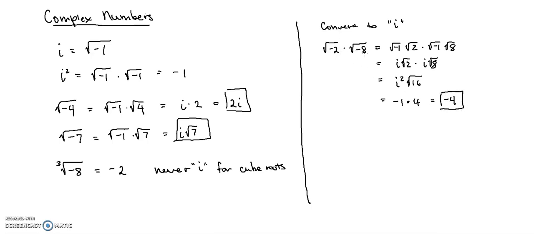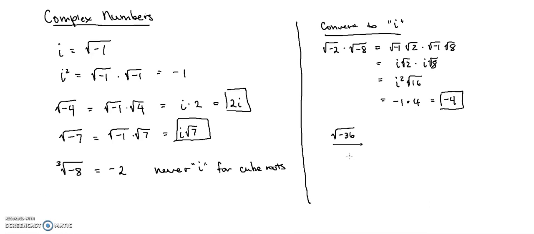Do notice that's different than if you multiplied in the first step. If you multiplied these together, you would have gotten +16, and the square root of +16 would be +4. So this is different. You've got to be careful with these. Make sure that you convert to i first.